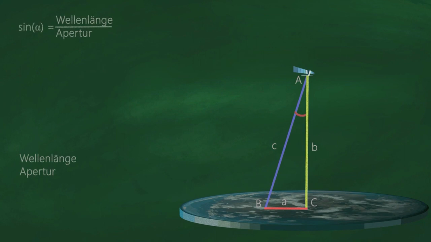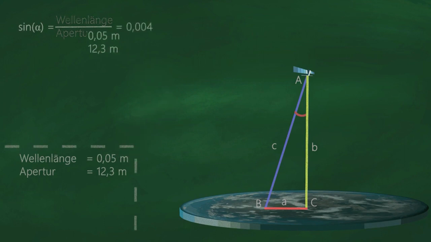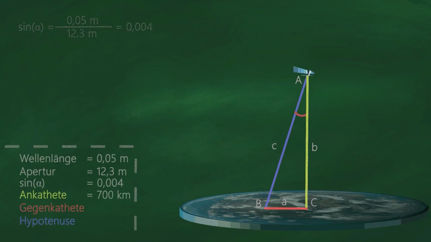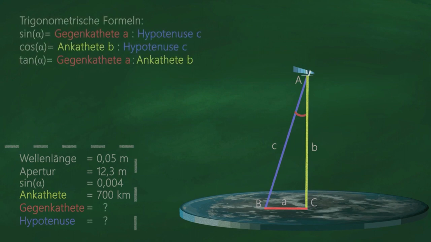Now we can calculate the sine of alpha. Sentinel-2 uses a wavelength of 0.05 meters. Divided by an aperture of 12.3 m, this results in a sine of 0.004. In our triangle, we now have the sine of the angle and the adjacent side. So we are looking for the opposite side, lowercase a. A glance at our trigonometric formulas disappoints, because to find the opposite side from the sine of an angle, we need the hypotenuse c.